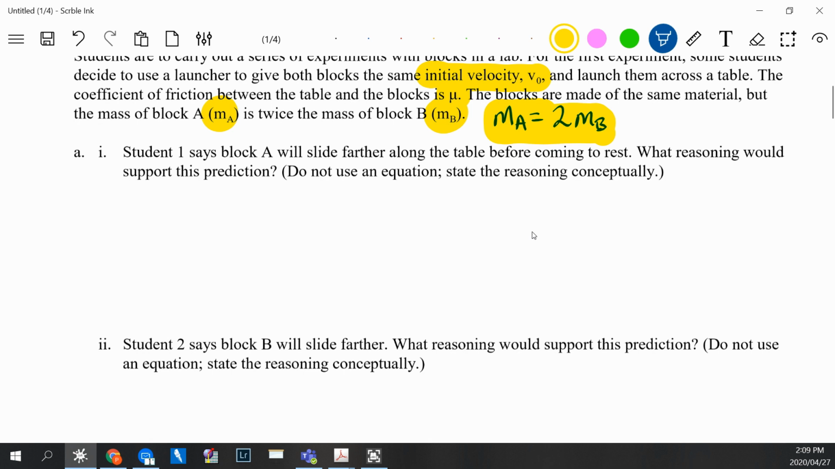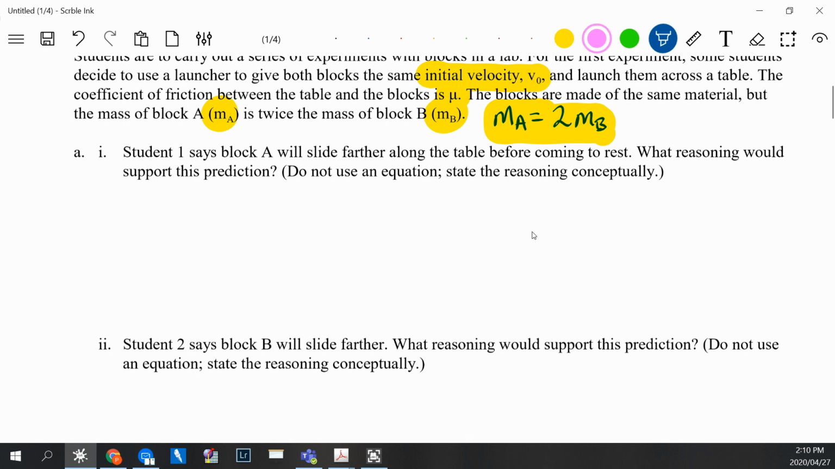So part A, subpart 1 says, student 1 says that block A will slide farther along the table before coming to rest. So this is a claim made by a student. Anytime you read anything along those lines, a student claims the following, or a student comes up with the equation, or they look up on the internet and they find something, that usually means that there's probably some level of uncertainty here. It may be correct, it may not be correct, and often one of the things that we're going to have to do in the question is determine that.